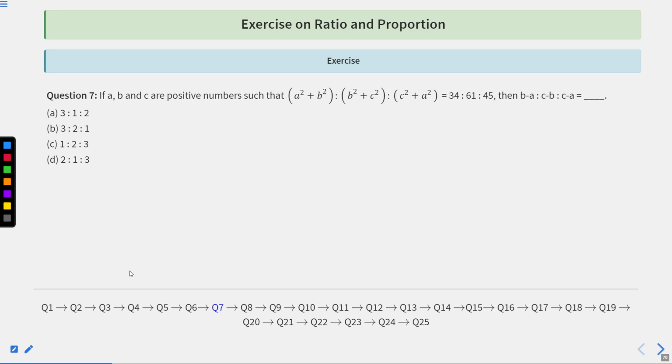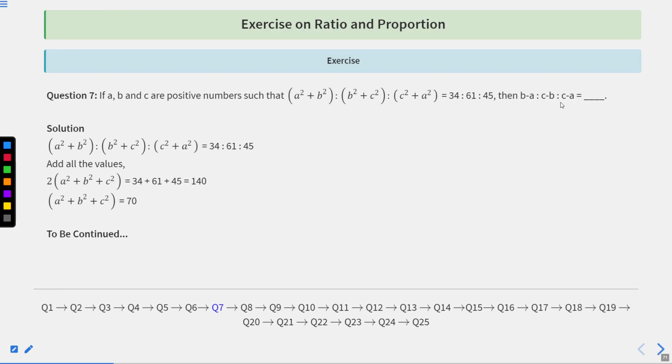Moving to question number 7. If A, B and C are positive numbers such that A square plus B square is to B square plus C square is to AC square plus A square equal to 34 is to 61 is to 45, then B minus A is to C minus B is to C minus A equal to. So we have to find the value here. Let us have a look over the solution.